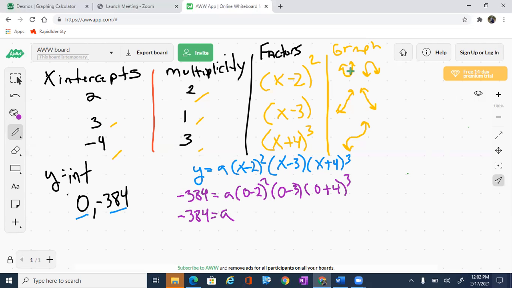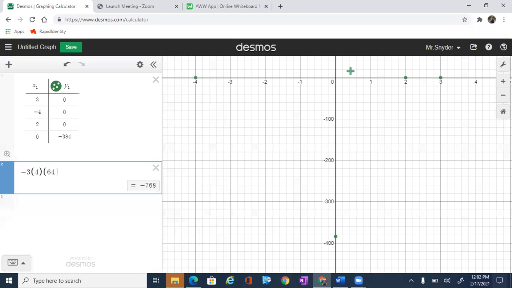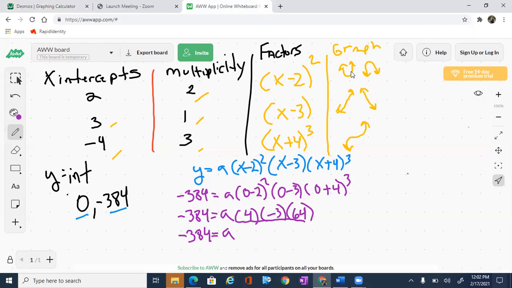Now, I'm just going to start simplifying. -384 equals a, and then 0 minus 2 is -2 squared, which is 4. I've got 0 minus 3, which is -3. And then I've got 0 plus 4, which is 4 cubed. 4 cubed is 64. Now, once I come to this point, I am going to simplify this: 4 times -3 times 64. You'll notice that is -768. At this point, let's go ahead and divide that off. So divide by -768.